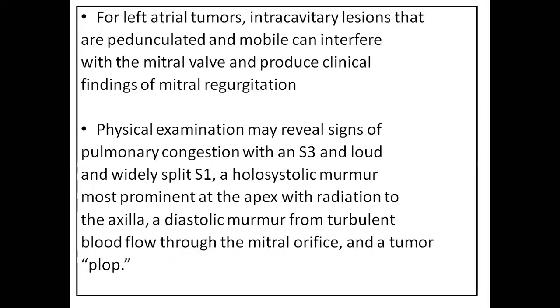For the left atrial tumors, intracavitary lesions that are pedunculated and mobile can interfere with the mitral valve, which can produce features of mitral regurgitation. Physical examination may reveal signs of pulmonary congestion with an S3 and a loud and widely split S1 with a harsh systolic murmur, most prominent at the apex, which radiates to the axilla. And the diastolic murmur from turbulent blood flow through the mitral orifice and tumor.